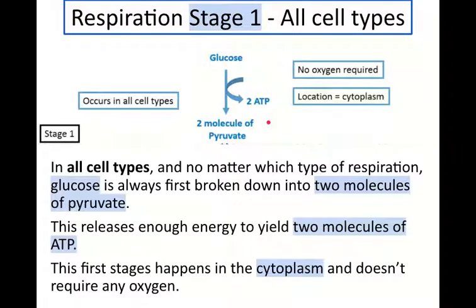As a result of the glucose being broken down into these 2 pyruvate molecules, 2 ATP are also made, which you can see coming off the side here with the curved arrow. So we can say that stage 1 yields 2 ATP in total.